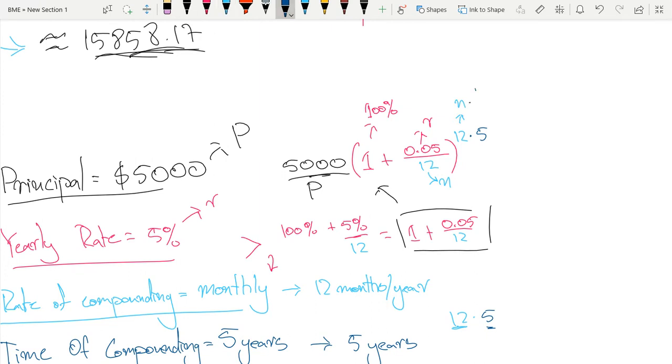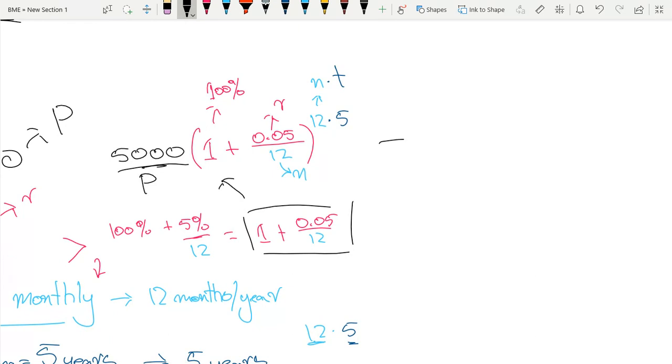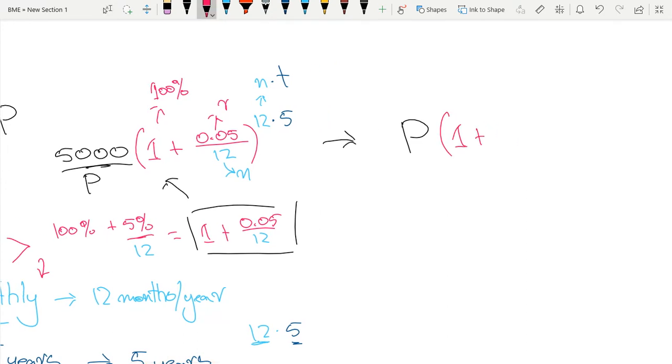Times the total time which we compound for. So if we actually had to make a formula for this, we would just do our principal times 1, because we're always retaining 100% of the value, but then we are also adding some value to that 100%. So plus our rate divided by the number of times we're compounding, to the power of the number of times we compound times the time that we compound. And that, ladies and gentlemen, is our compound interest formula.